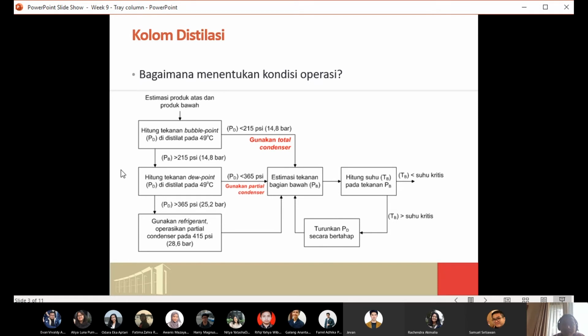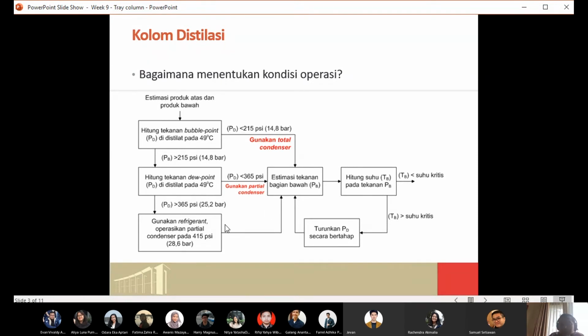But if the top pressure of the condenser is higher than 25 bar, you can move to the utilization of refrigeration. You can use a refrigerant as the cooling agent for the condenser. So these things are very important for selecting the pressure and then the temperature at the top side of the distillation column.